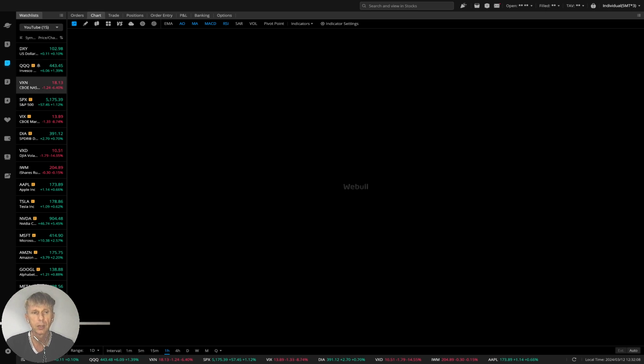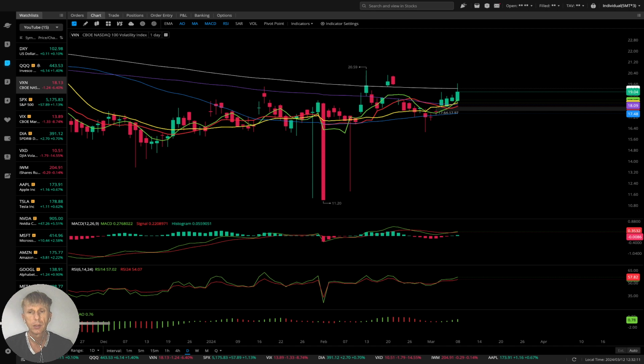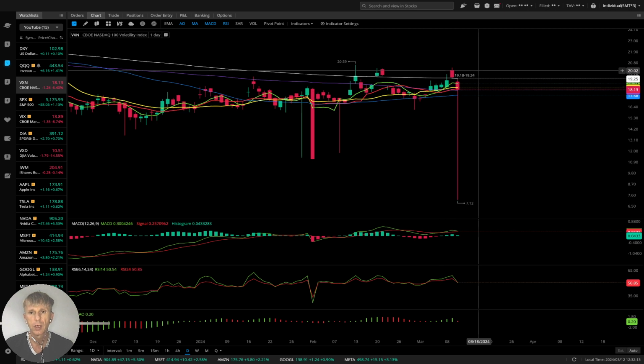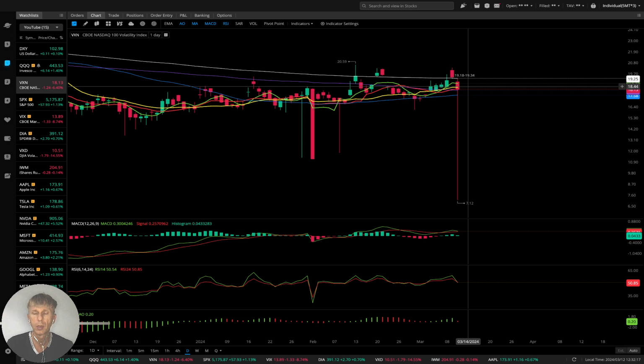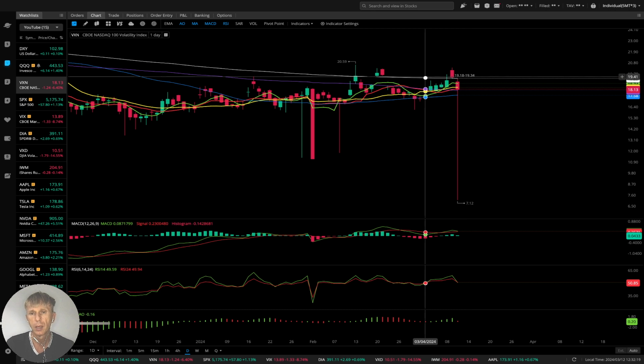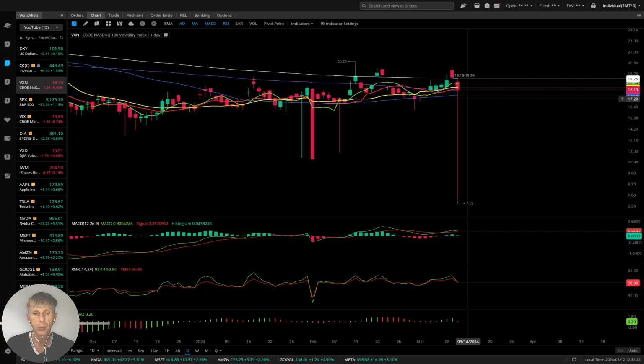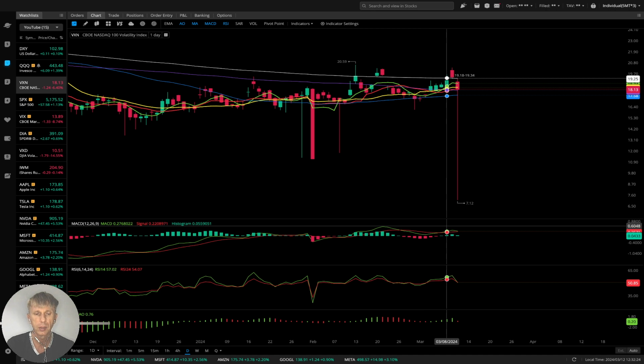VXN, the volatility index for NASDAQ, negative minus 6.5%. It did move below SMA, below the MA200 white line. Now it's in bearish territory. But the signal is kind of mixed.